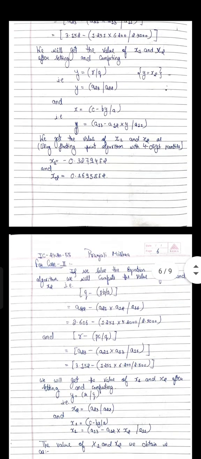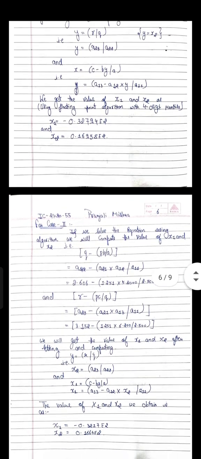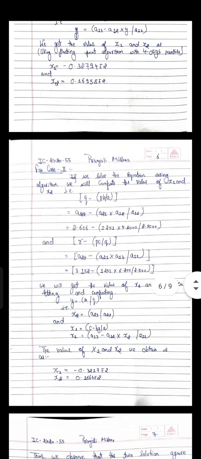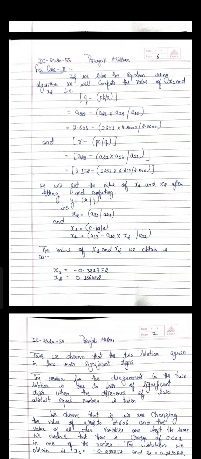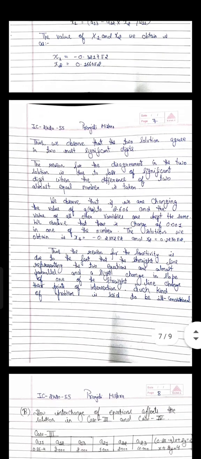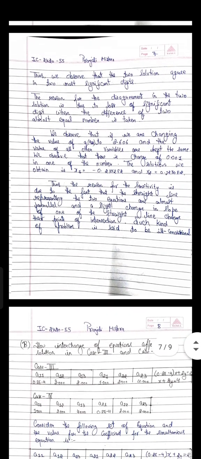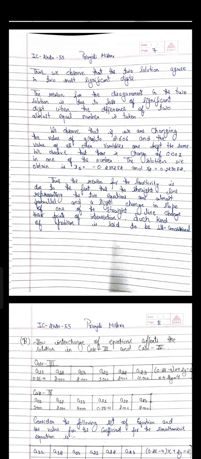Now for case 2. If we solve the equations using the algorithm, we will compute the values of x1 and x2, starting with q minus pb by a. We get the values x1 equals minus 0.3217 E2 and x2 equals 0.166 E2. Thus, we observe that the two solutions agree in only two most significant digits. The reason for the disagreement in the two solutions is the loss of significant digits when the difference of two almost equal numbers is taken.